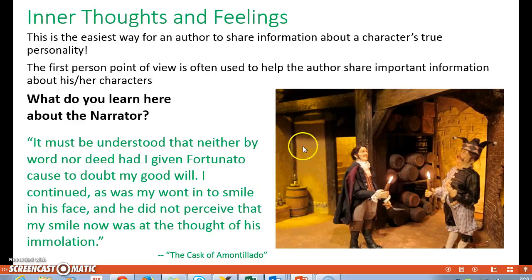So even in this picture, they're just smiling at each other. But we learn a whole lot about the narrator here, because it says that he is smiling at him, but his thoughts are on his immolation or his destruction. So he might be smiling, but what he's really thinking about is murdering him. So that's what's really going on here in this scene. And if we didn't get into Montresor's thoughts here, his evil thoughts, we wouldn't know that. So we learn a whole lot about the narrator, Montresor, through his inner thoughts.